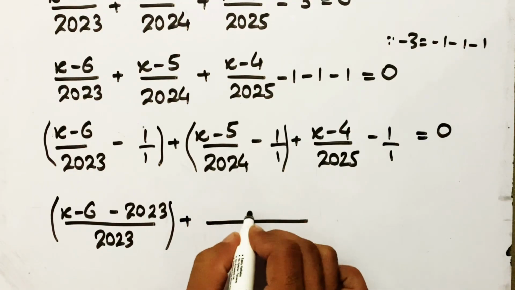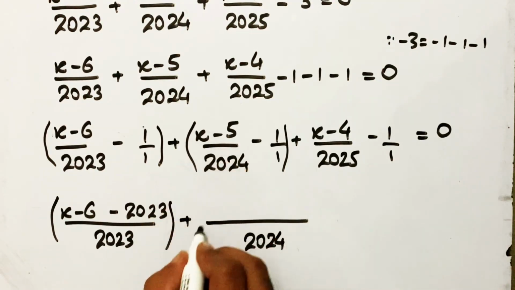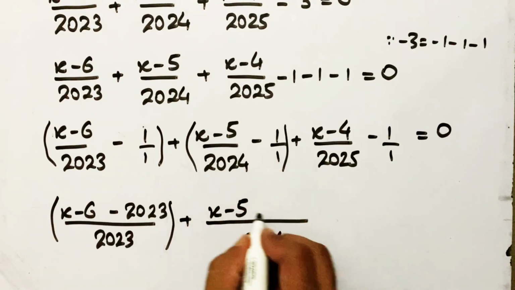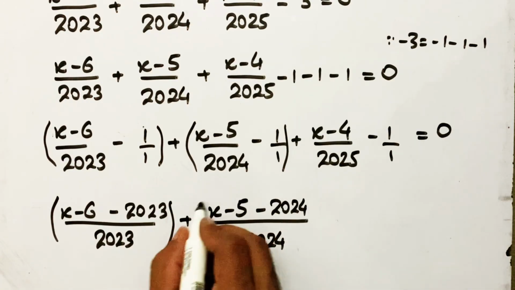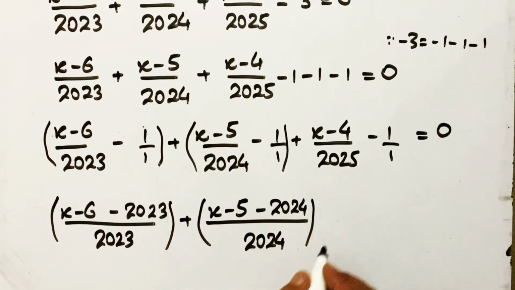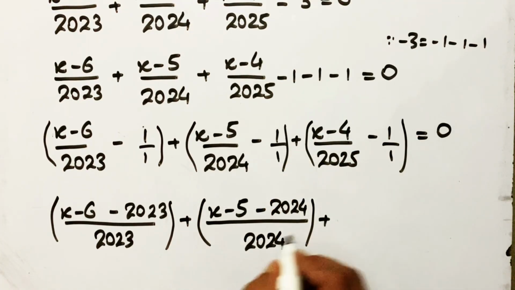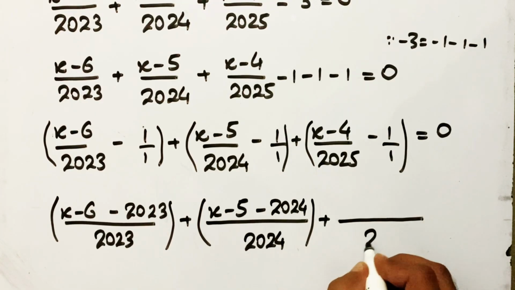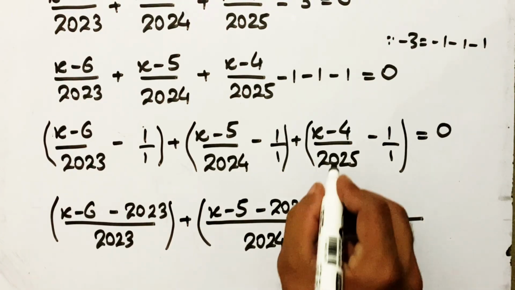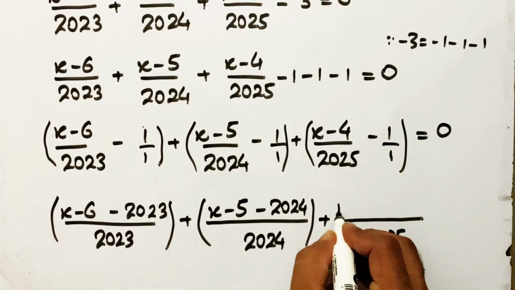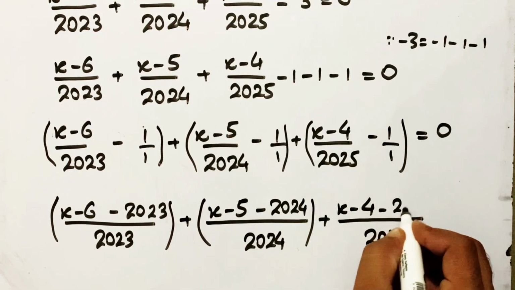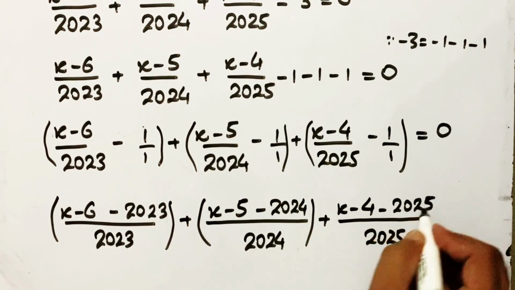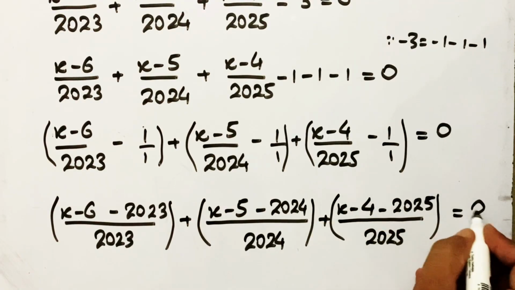For the second term, the LCM is 2024, so it is x minus 5 minus 2024, divided by 2024. Now for this third term I also take the LCM, which is 2025, so it is x minus 4 minus 2025, divided by 2025, that is equal to 0.